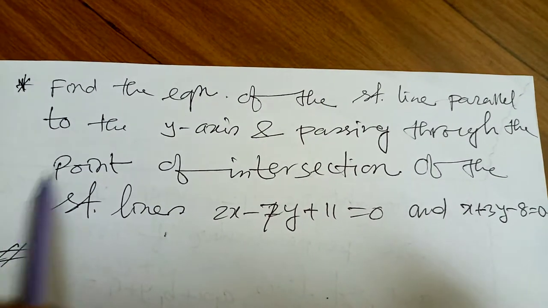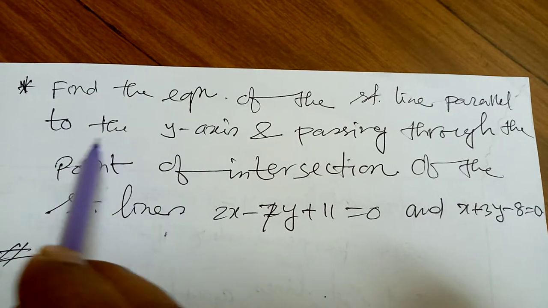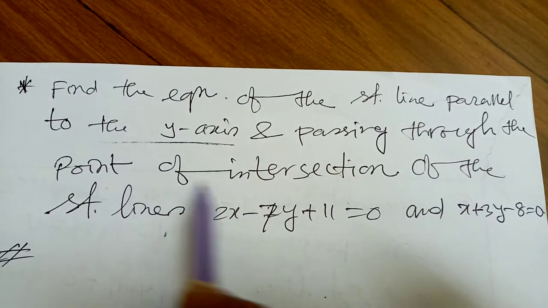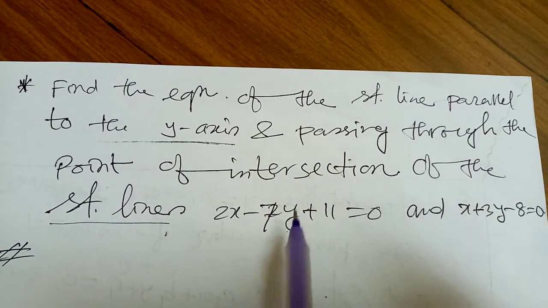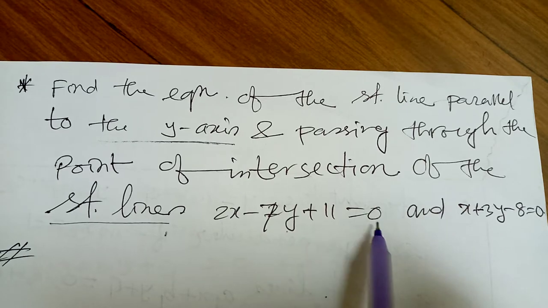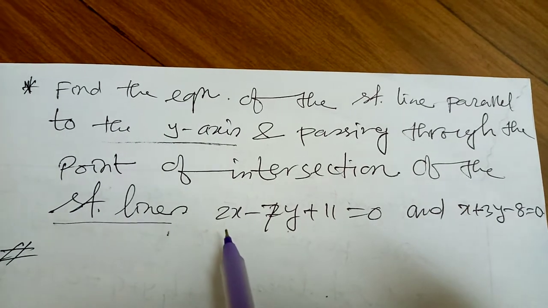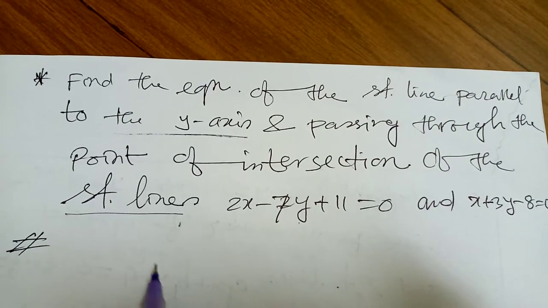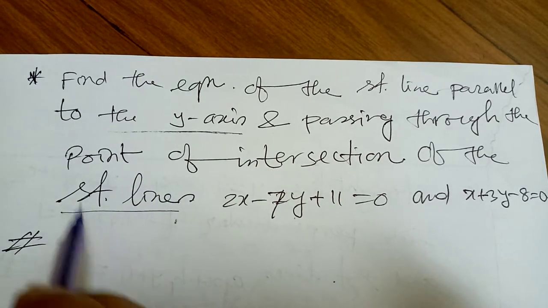Students, look at one problem. Find the equation of the straight line parallel to the y-axis and passing through the point of intersection of the straight lines 2x minus 7y plus 11 equals 0 and x plus 3y minus 8 equals 0. So we are going to find the straight line according to our formula which we already showed.